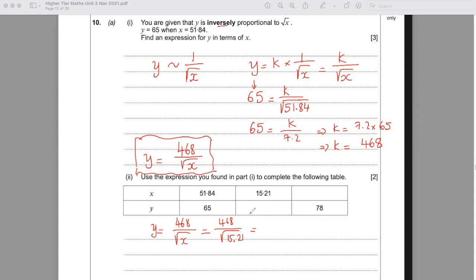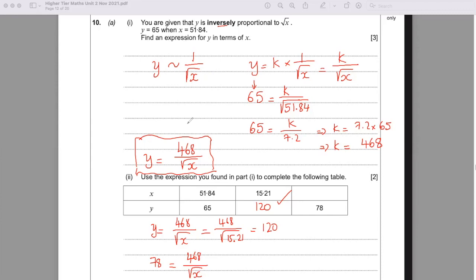In my calculator, I got 120, and that would give you 1 mark for that. Now, to work out the missing value of x, where you know y, let's substitute everything back in. So your y is 78, and that equals 468 divided by the square root of x. So now you need to work out what x is, or what the square root of x is.